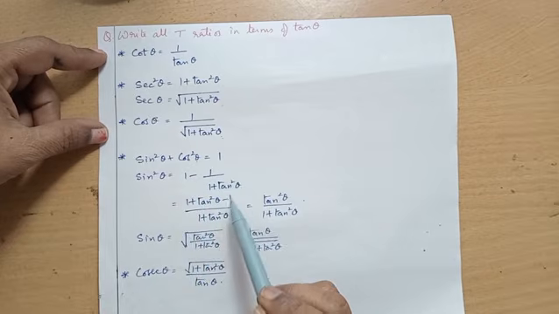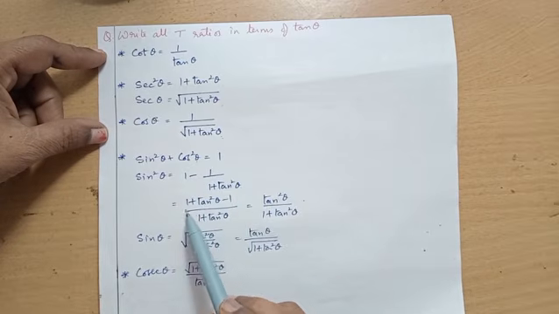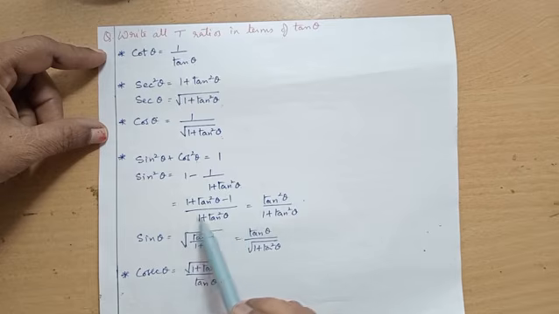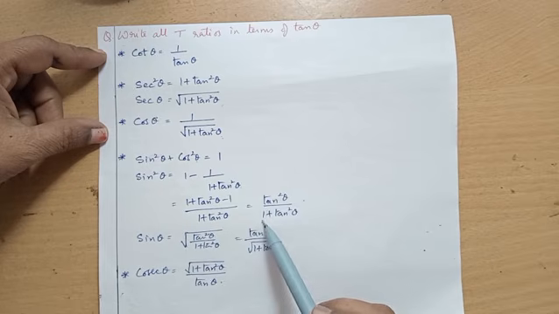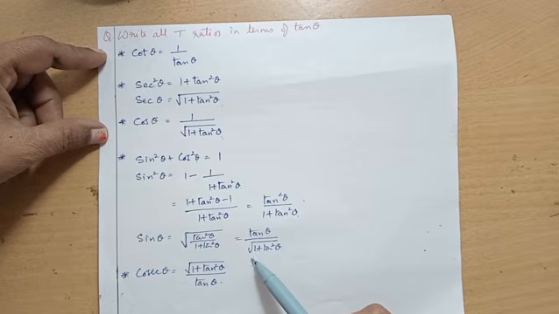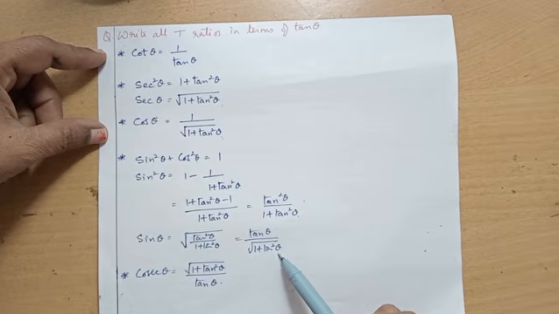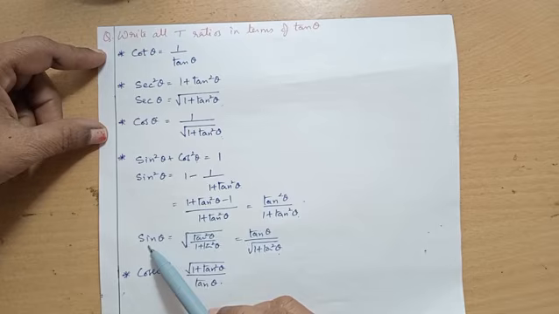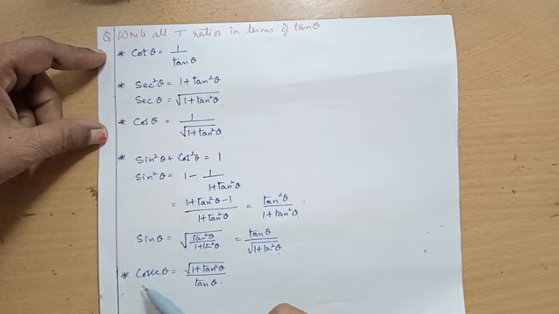Let us simplify this. Taking the LCM, we get 1 plus tan square theta minus 1 whole divided by 1 plus tan square theta, which is tan square theta by 1 plus tan square theta. Hence, sin theta is equal to tan theta by square root of 1 plus tan square theta. The inverse of sin theta is cosecant theta. Hence, cosecant theta is equal to square root of 1 plus tan square theta whole divided by tan theta.